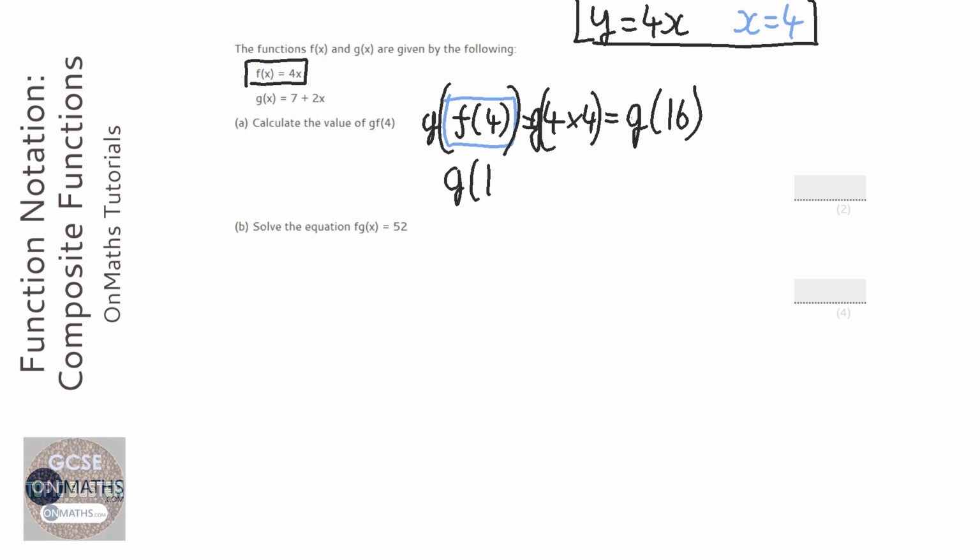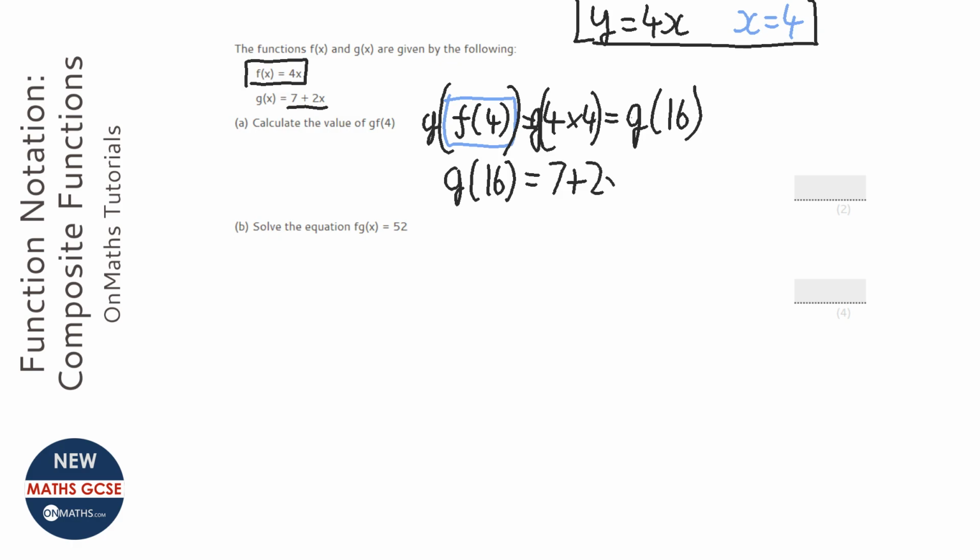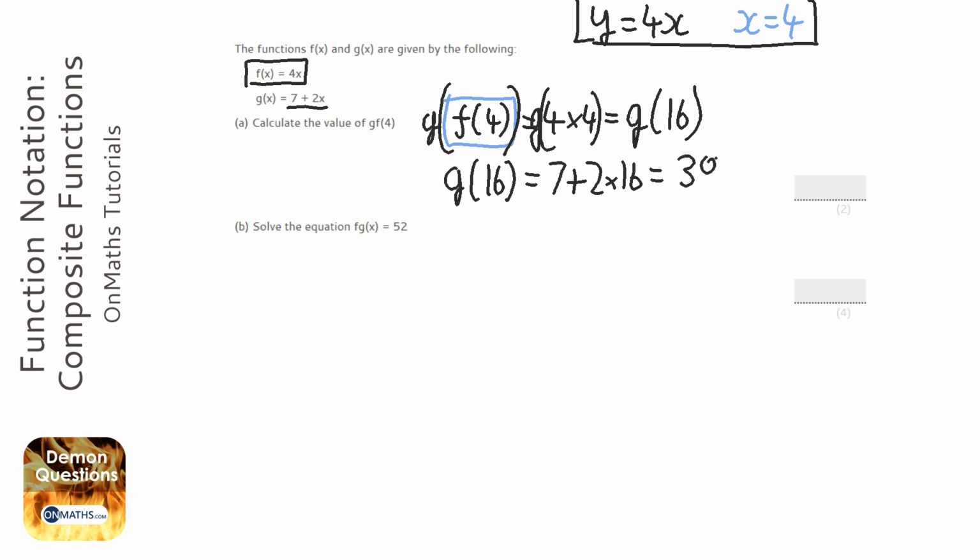So g of 16, we're going to feed 16 into the equation. Well, it says 7 plus 2x, so it's going to be 7 plus 2 times 16. I know 2 times 16 is 32, and I know 32 plus 7 is going to be 39. And so therefore the answer is just 39. Okay, perfect. The next one.